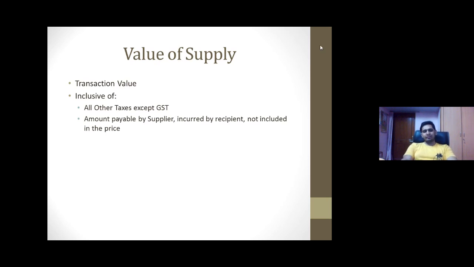Now this is one line which may be a bit confusing for you. Let me explain it very clearly. Amount payable by the supplier but incurred by the recipient and not included in the price should also be added to arrive at the value of supply. Now what is this? Take an example.